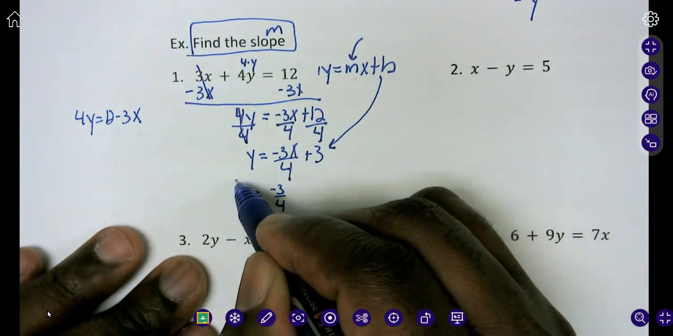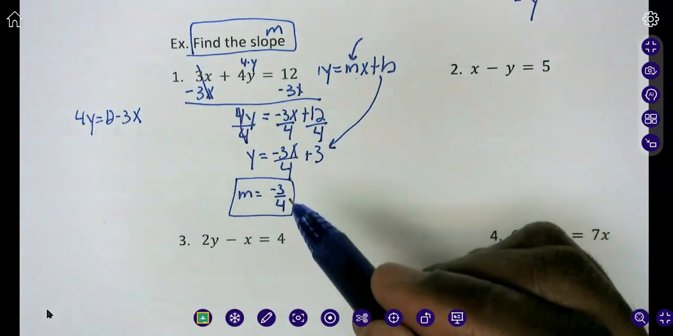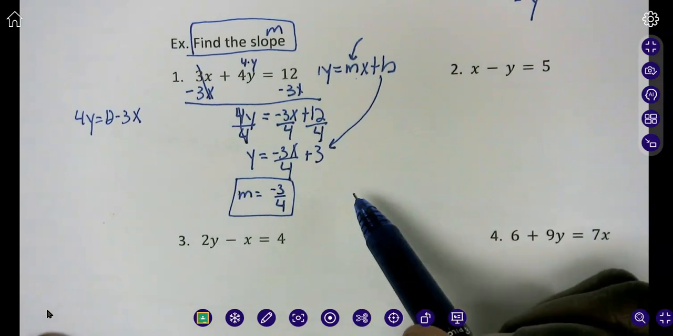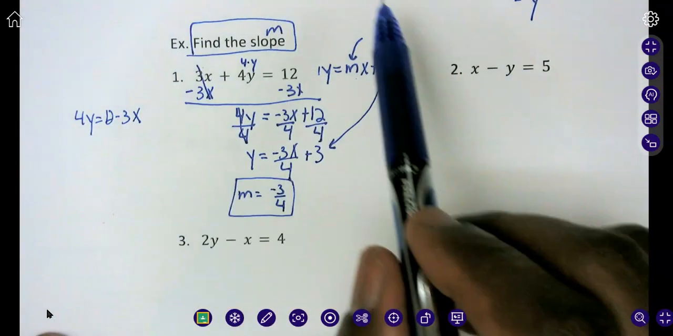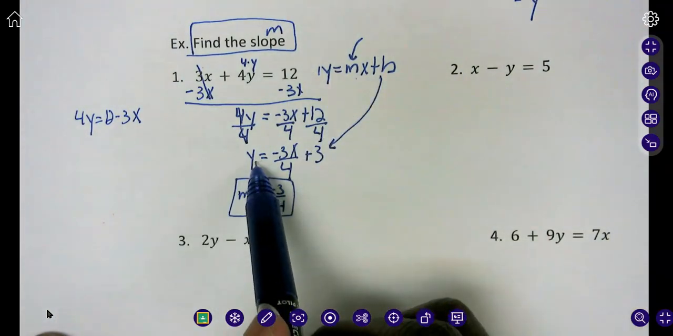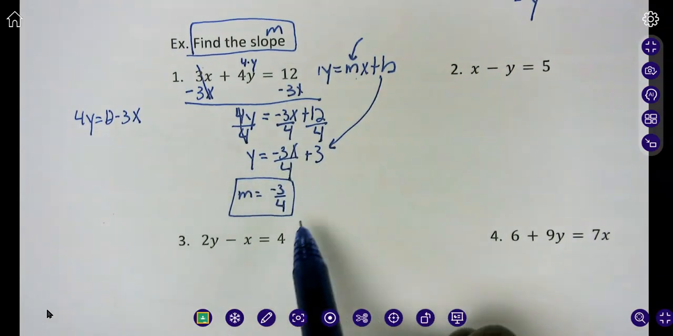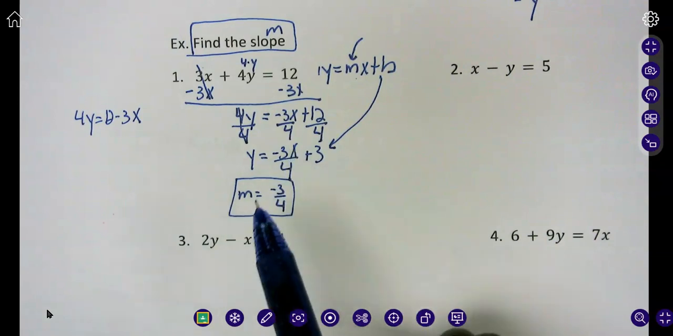It's not 3/4 x or negative 3/4 x. It's negative 3/4 that is your slope. All right? So I did all this algebra to get the y by itself. Therefore, it tells me what the slope is, which is the number in front of the x.